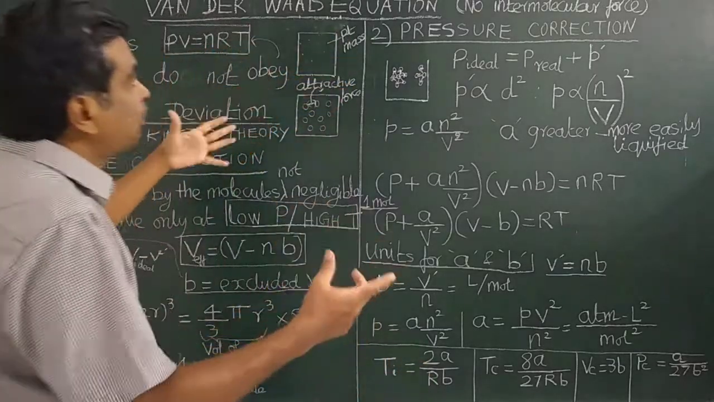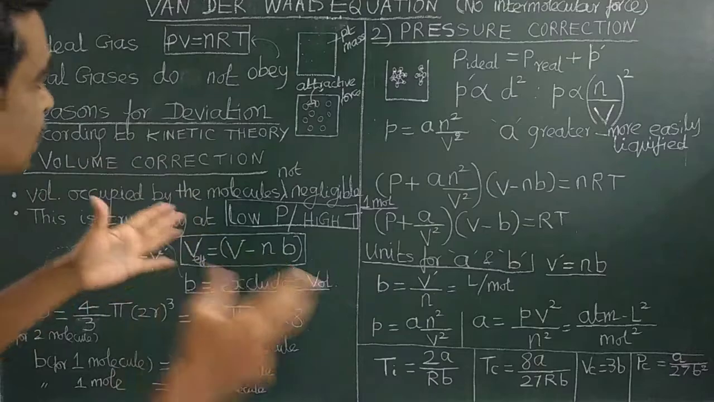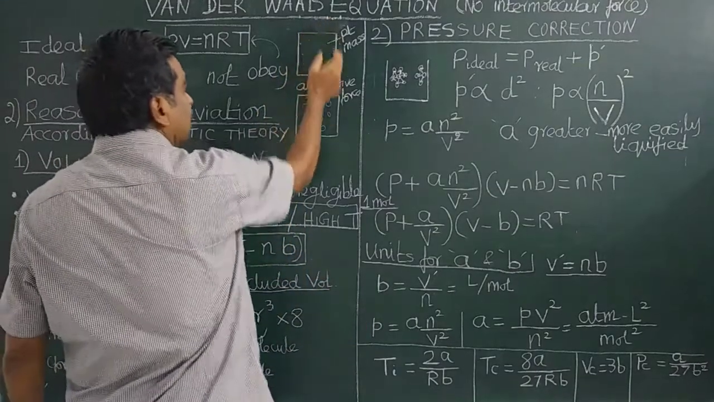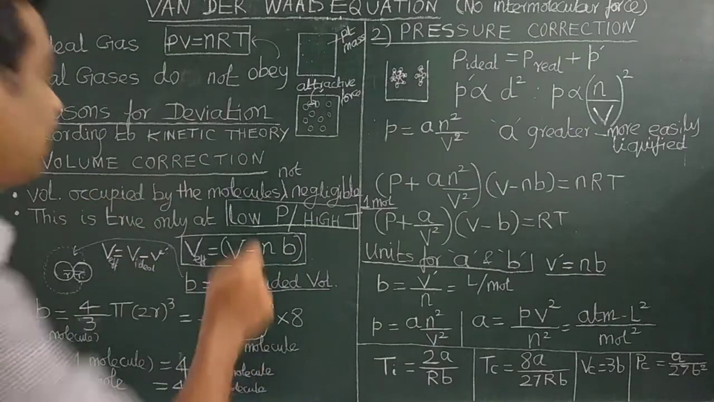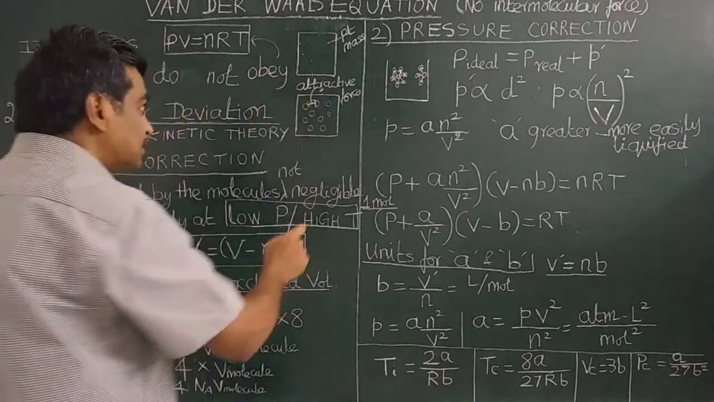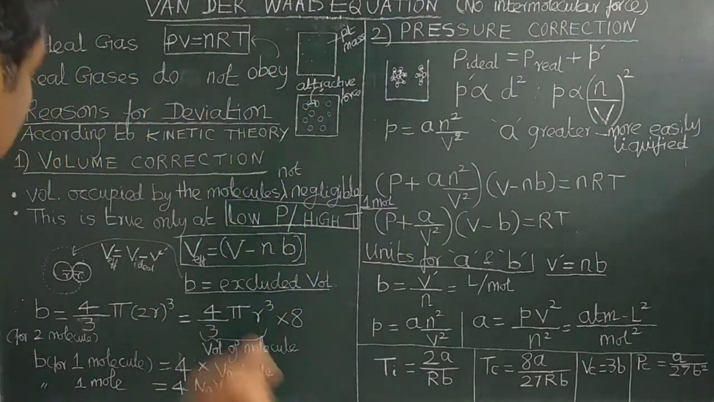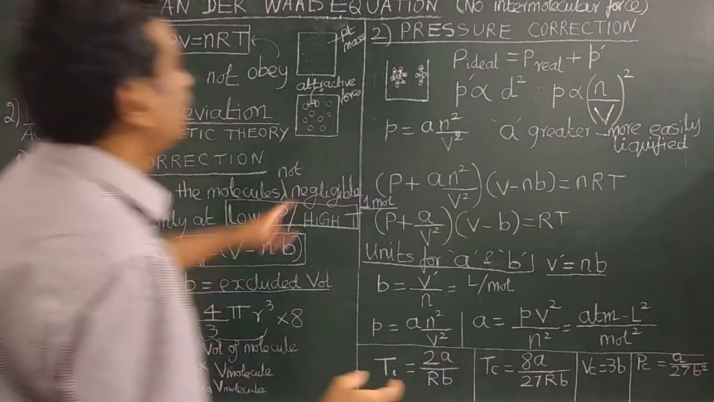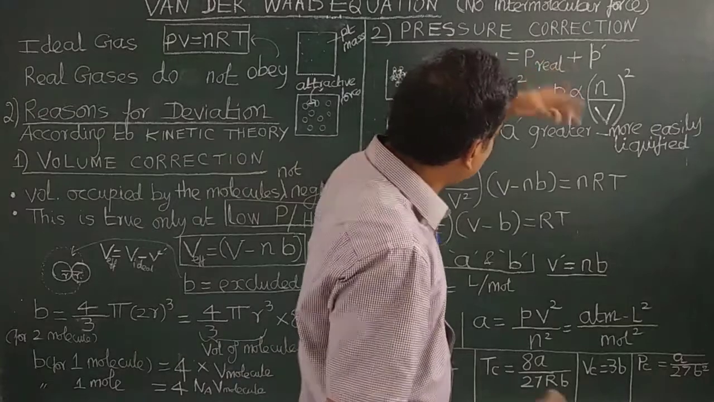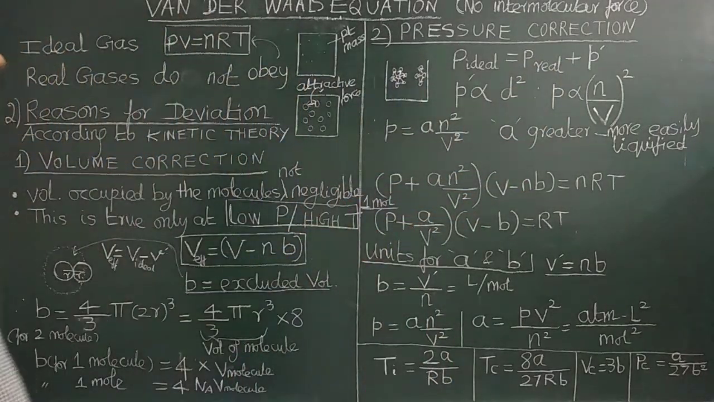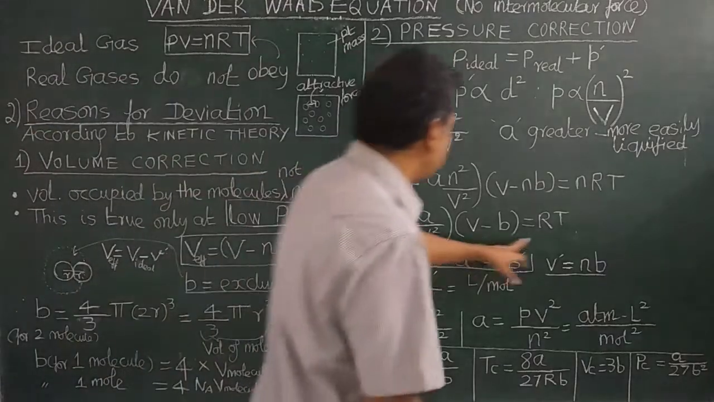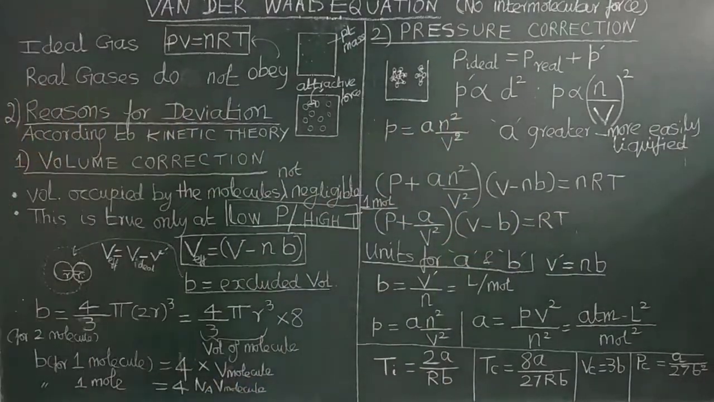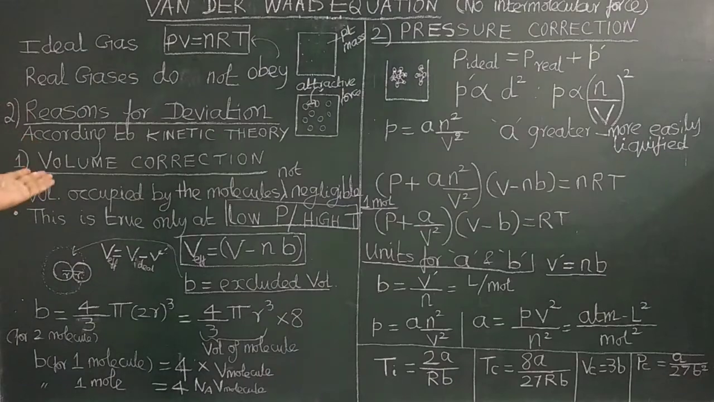And the other postulate, according to the kinetic theory of gases, is that there exists no attractive force. They are point masses. There exist no attractive forces between the molecules or atoms. But in real gases, there exists attractive force between the gaseous molecules and atoms. Therefore, he again corrected the pressure term, and he derived this equation.